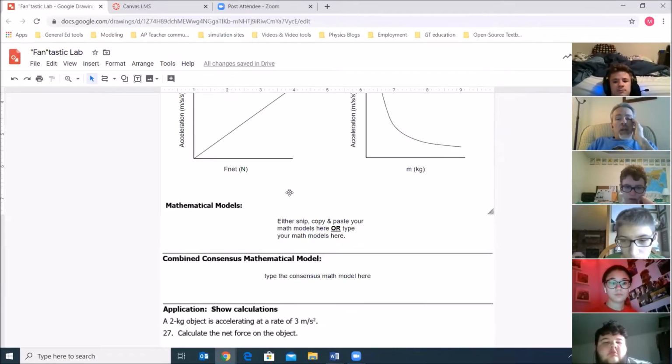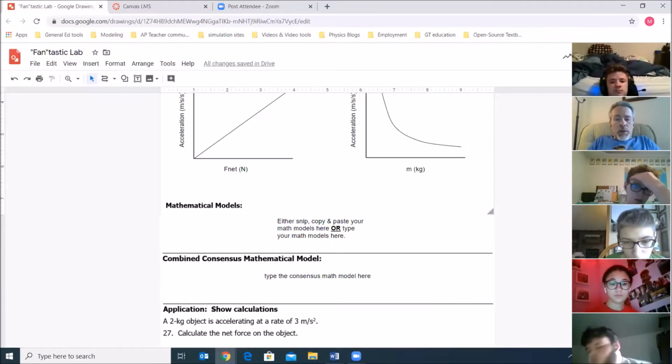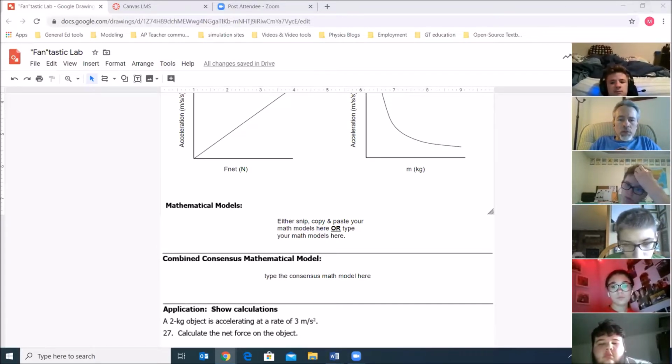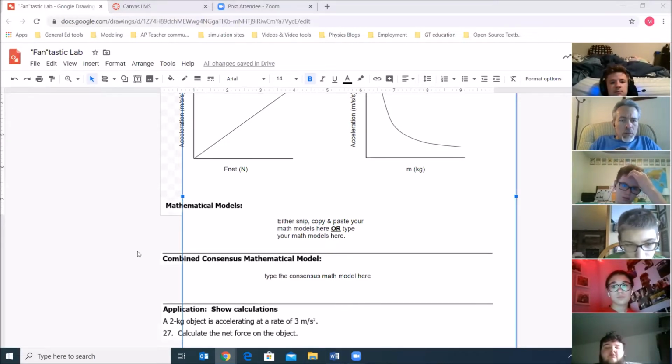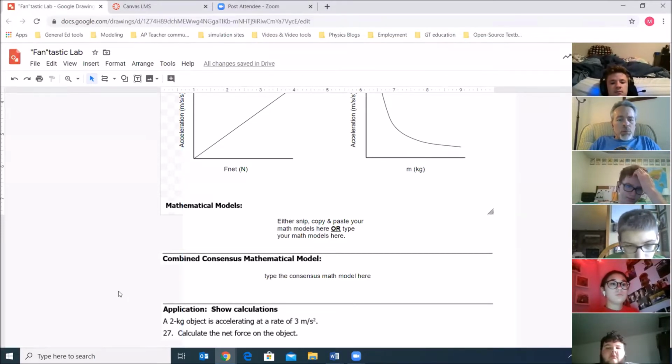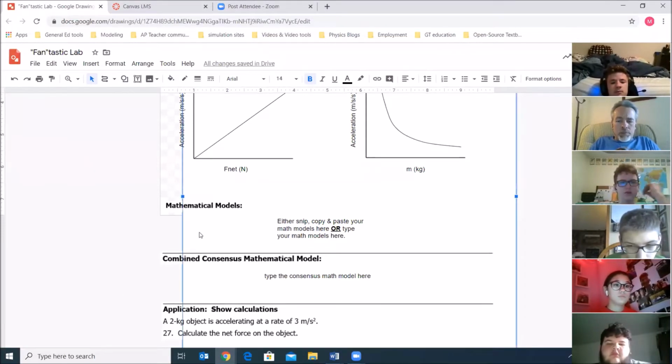Okay, so then the mathematical models. Let's go back over the mathematical models for each of the different groups. I can't see stuff. Sorry. No, okay. So, oops, I messed something up. Sorry.